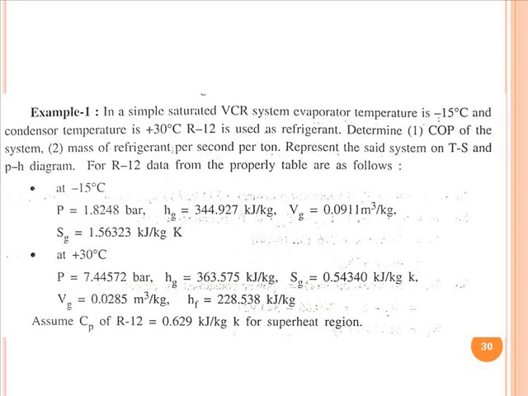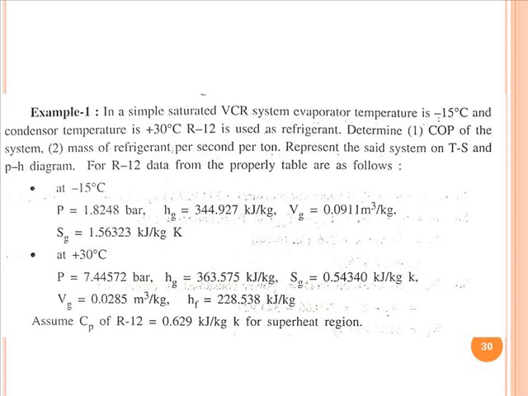For R12, the properties from the property table are given, that is, at minus 15 degrees Celsius, the pressure, Hg, Vg, Sg values, as well as at plus 30 degrees Celsius, the pressure, then Hg, Sg, Vg, Hf values are given, and assume the Cp, that is the specific heat of R12, is 0.629 kilojoule per kilogram Kelvin for the superheat region. So these many things are given in the data. We have to find out the COP and the mass of refrigerant per second per ton. Two things we have to find out.